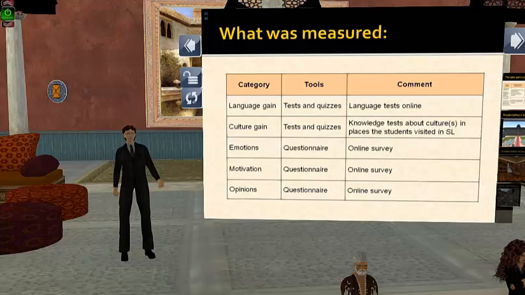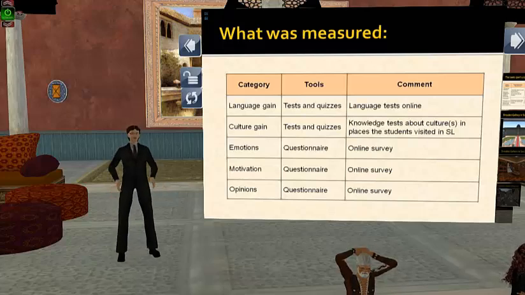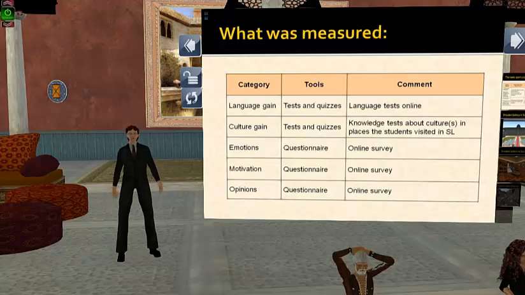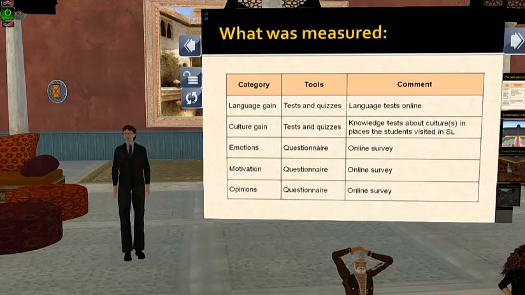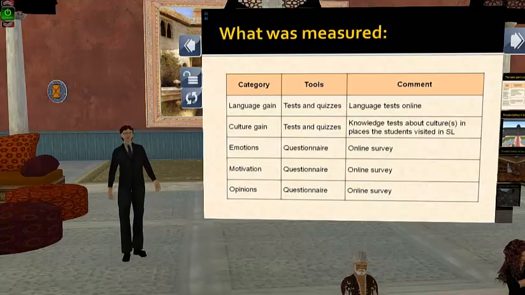The culture gain. Here we had also tests and quizzes. They were knowledge tests about cultures, places the students visited in Second Life. Cultures not necessarily, excuse me, connected with English or American history and culture. Not really, but I will explain that in detail in a moment.